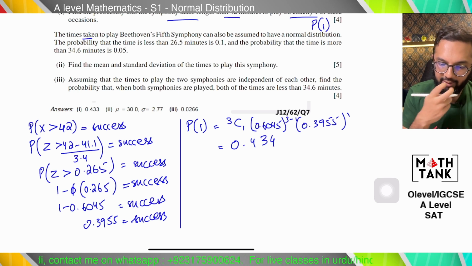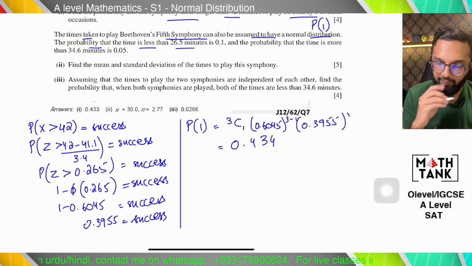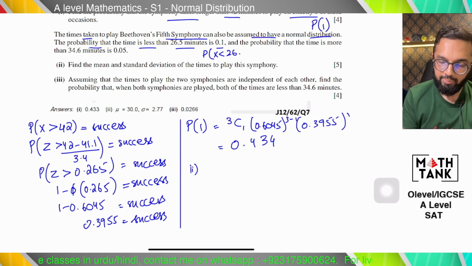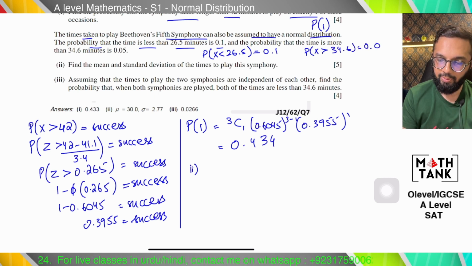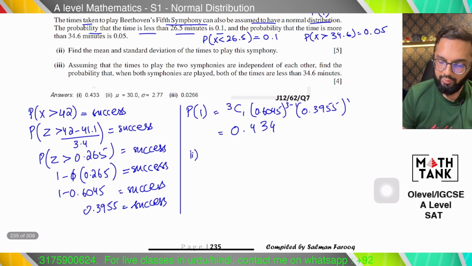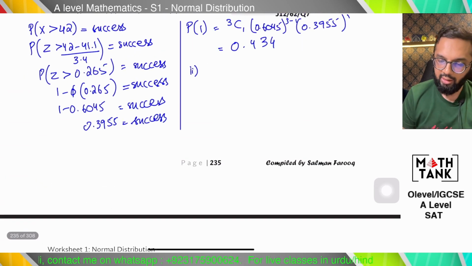Okay, then it says the times taken to play Beethoven's Fifth Symphony can also be assumed to have a normal distribution. The probability that the time is less than 26.5 minutes is 0.1. The probability that the time is more than 34.6 is 0.05. Find the mean and standard deviation to play this symphony. So I'm asking you for the values of mu and sigma. So this is basically a simultaneous question. It's going to take a bit of time and a bit of working. So let's write it properly here.